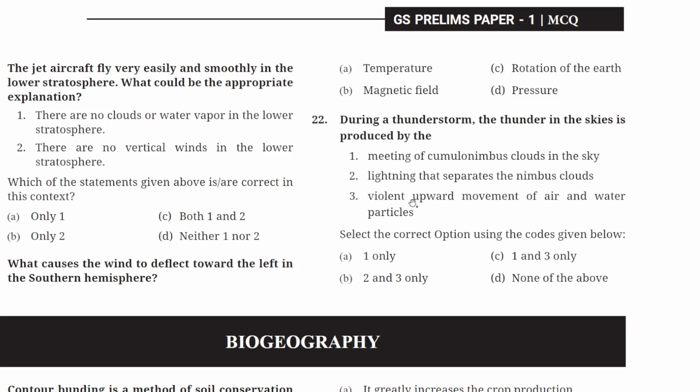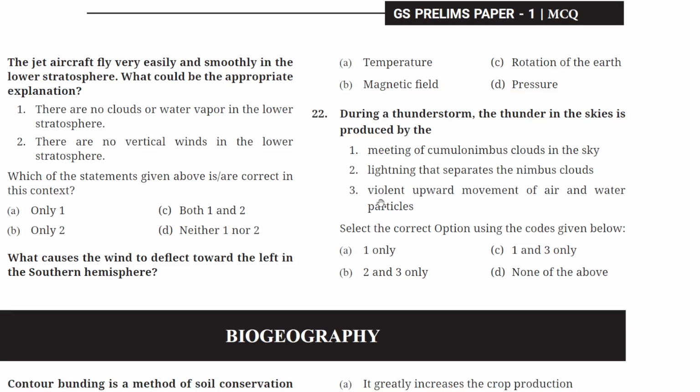Basically, thunder is caused by a lightning discharge. It's all about lightning, not about the cloud or air and water particles. Lightning heats the air in its path and causes a large overpressure of the air within its channel. The channel expands supersonically into the surrounding air as a shock wave and creates an acoustic signal that is heard as thunder. So, none of the above is the answer for 22.